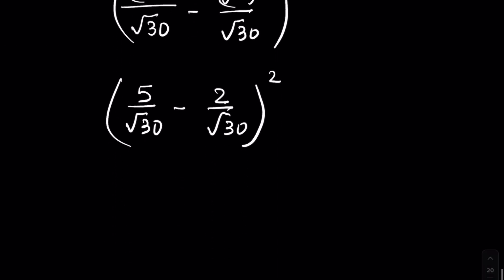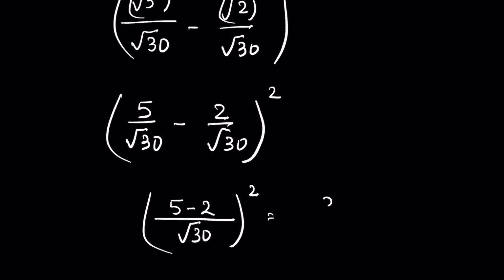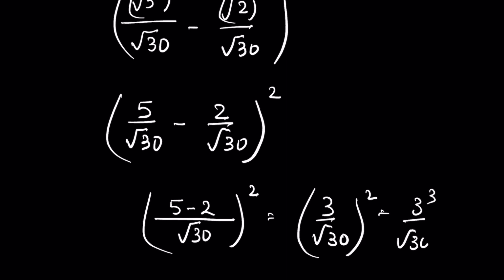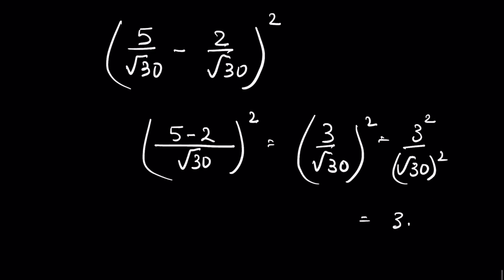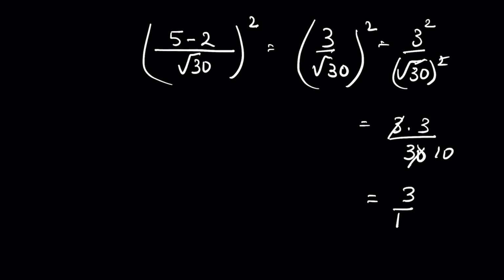Now you can subtract the fractions as they have the same denominator, so it will be square root of 30 in the denominator, and in the numerator 5 minus 2, whole square. So this is 3 upon square root of 30, whole square, or 3 square upon square root of 30 square. So 3 square is 3 times 3. 30 square is 30. Remove the square root with the square. 3 times 3 is 9, 9 upon 30, so this is equal to 3 upon 10 or 0.3.